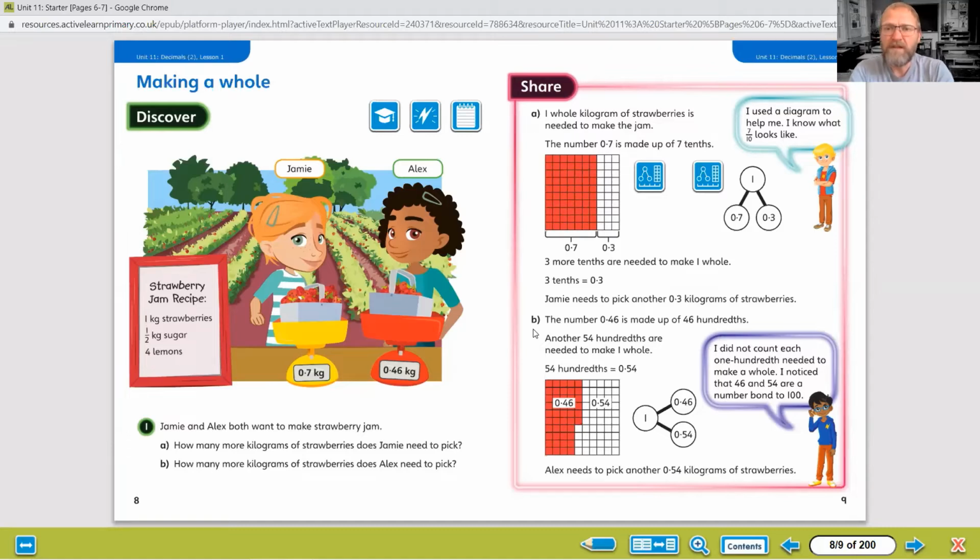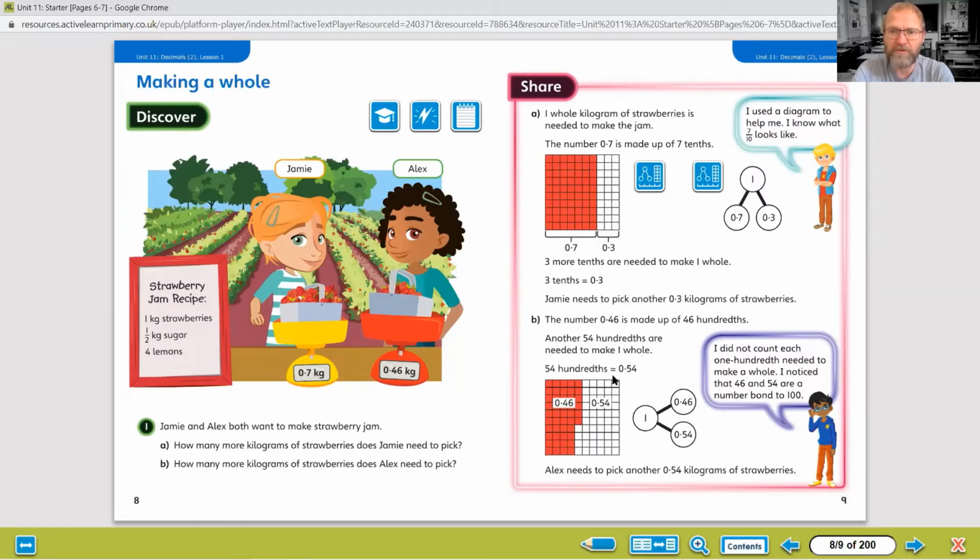B, the number is 0.46. It is made up of 46 hundredths, or 4/10 and 6 hundredths. 4/10 equals 40. 4 times 10 is 40, and 6 hundredths. So that's 46 hundredths, or 0.46. Another 54 hundredths are needed to make one whole.